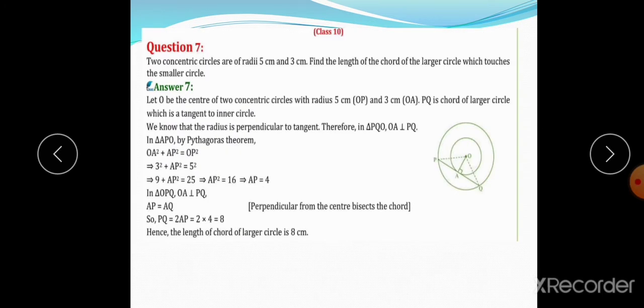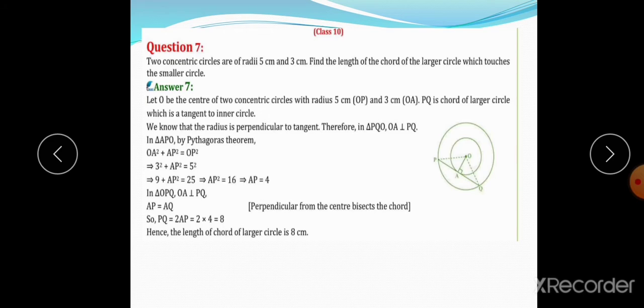Two concentric circles. First you should know what is meant by concentric circles. Concentric circles are one inside another, one circle inside another circle. Two circles that have the same center are called concentric circles. So the center of the circle is the same for both circles, whether there are 3 circles, 4 circles, or 5 circles. Here one is 5 centimeters, the big circle, and one is 3 centimeters.